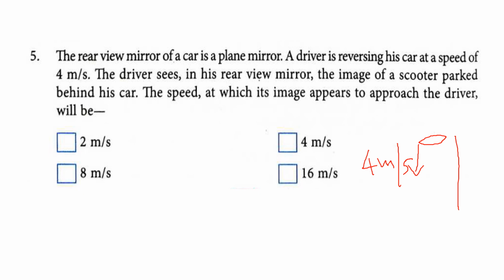The driver sees in his rear view mirror the image of the scooter parked behind his car. Here some scooter is there. Now he has to observe in the rear view mirror only. He can't see the back side, so he has to observe in the rear view mirror. So when he is observing, the scooter also will be moving with the same speed. What is that speed? The car is moving with 4 meters per second, so the scooter also will be moving with 4 meters per second only.